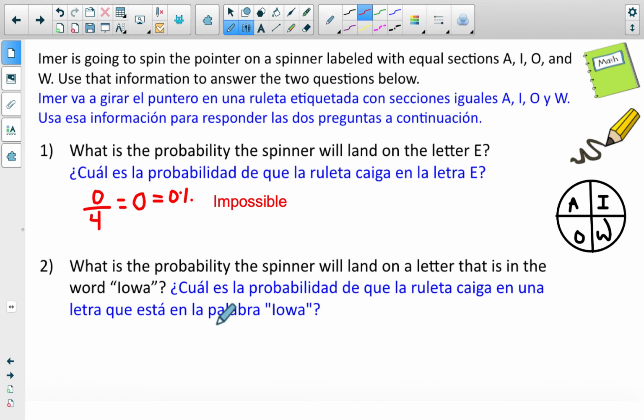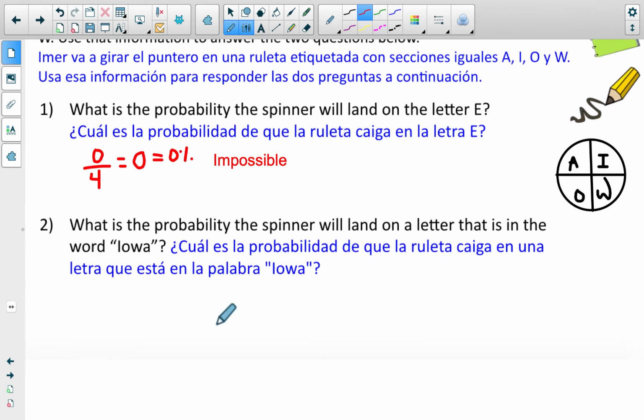Now, what is the probability that the spinner will land on a letter that is in the word Iowa? Now, I'm going to first do my total possibilities. There are 4 possible outcomes here. You can land on I, you can land on A, you can land on O, or you can land on W. Now, all I'm going to do is cross-check Iowa with the letters. If I land on I, that matches. If I land on A, that matches. O matches, and W matches.